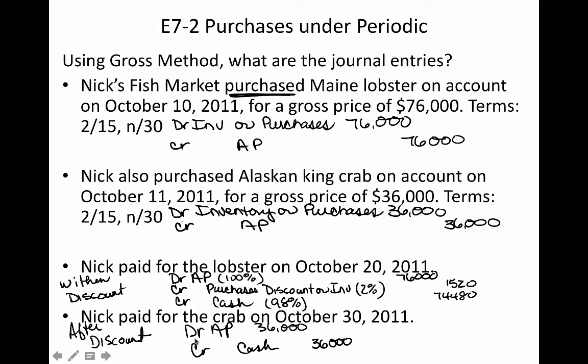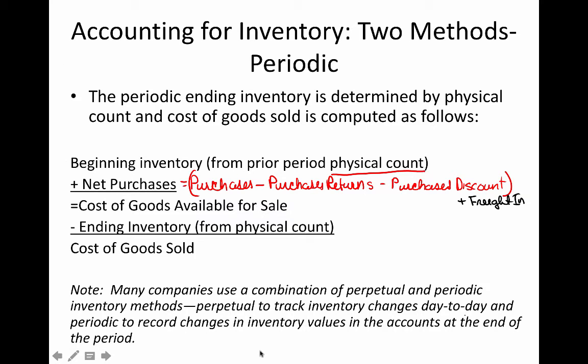Contrast that to the crab, which he paid after the discount period had lapsed, so he has to pay the full bill of $36,000. Debit accounts payable, credit cash.